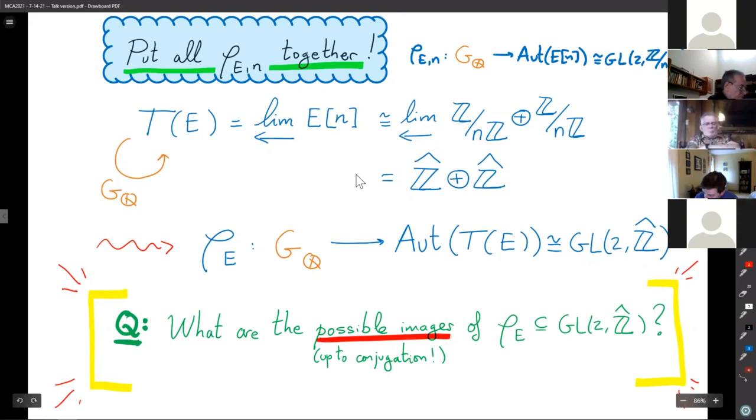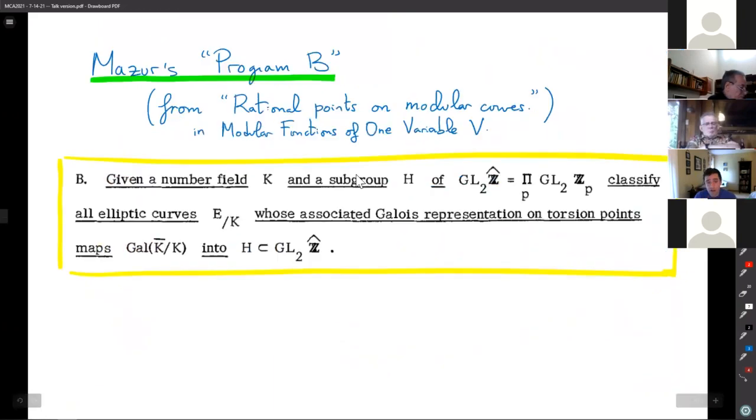This question goes back to Mazur. In Mazur's paper on rational points on modular curves, this question essentially already appears there, in what he calls Program B, which is phrased the other way around: given a subgroup H of GL2(Z hat), classify what elliptic curves have that group as an image of the Galois representation.